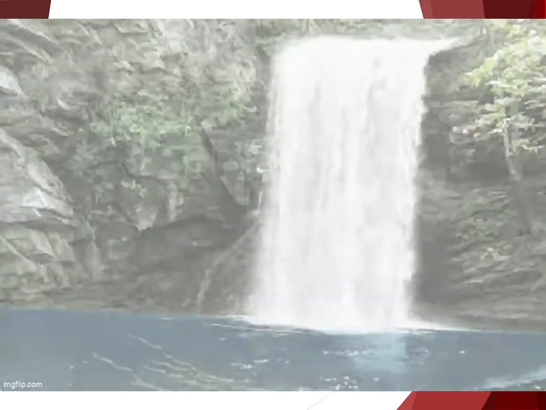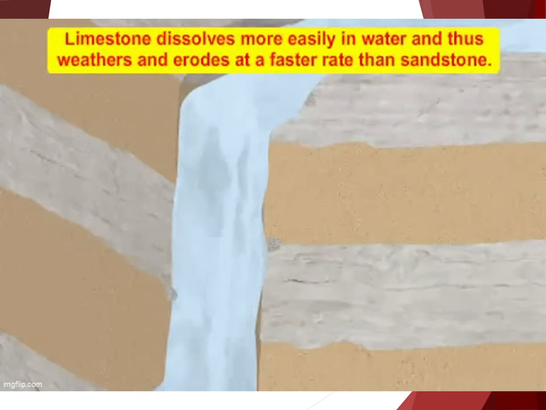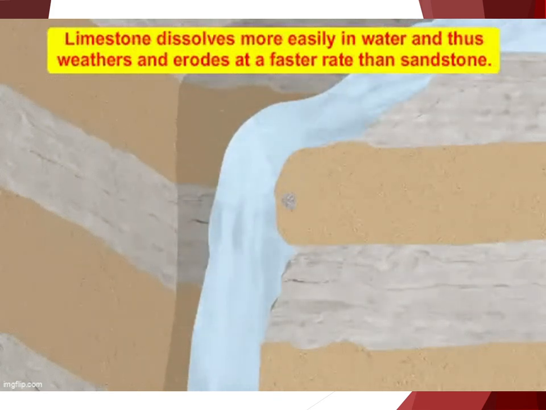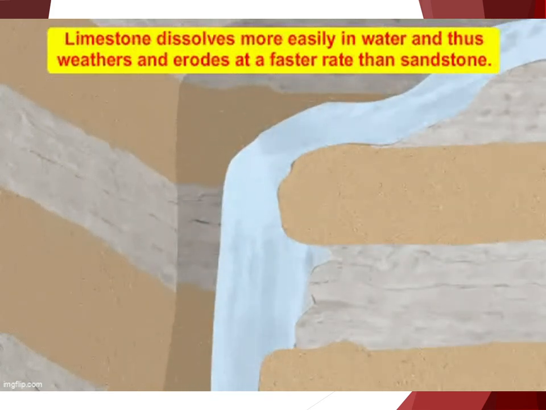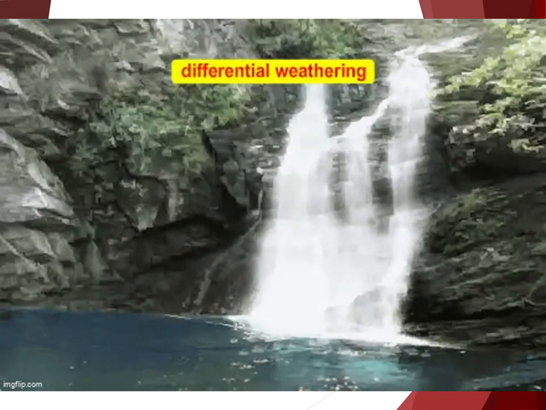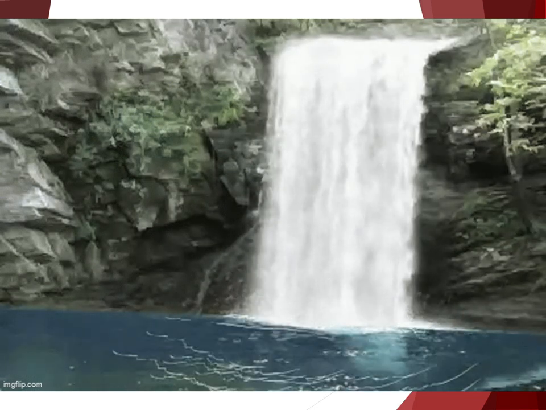Sometimes, different rocks in the same landform weather at different rates. This is called differential weathering. Differential weathering can sometimes produce dramatic sculpture-like effects, such as the stone arches that dot the western United States. This type of weathering can be both chemical and mechanical.